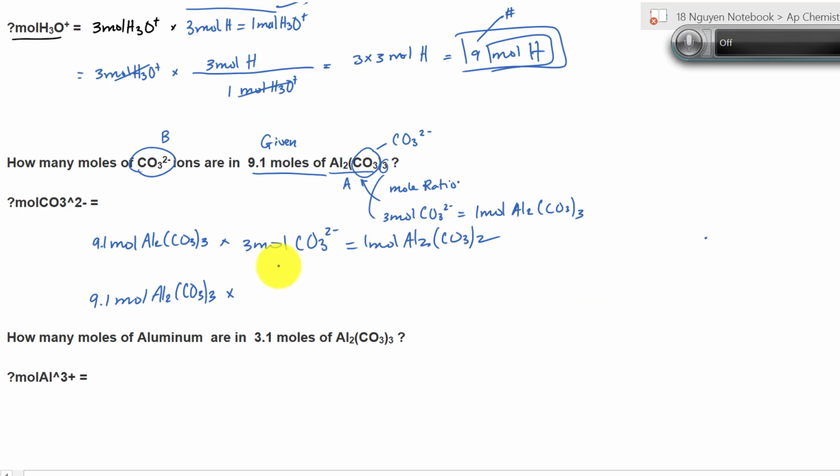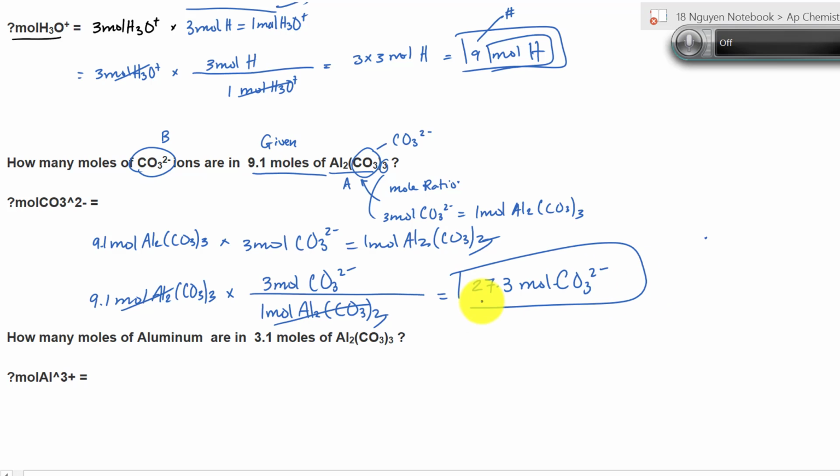And again, the conversion factor has 2 measurements, and what determines the one going on the bottom is the previous one, where this one has moles of aluminum carbonate, so the bottom one must be moles of aluminum carbonate as well. And if this is on the bottom, the other part must be on top. And it turns out, it cancels each other out. Gives us 9.1 times 3, which is going to equal 27.3 mole of CO3 2-. And that is our answer.